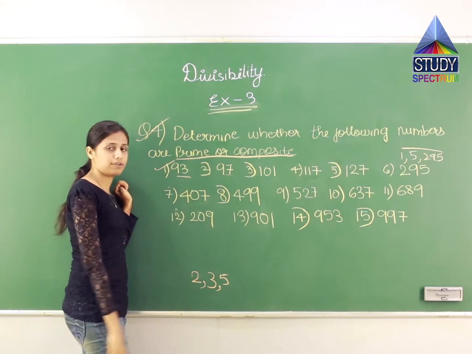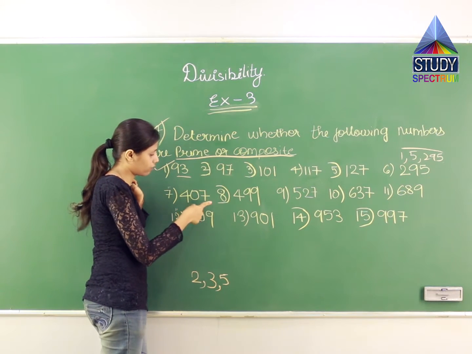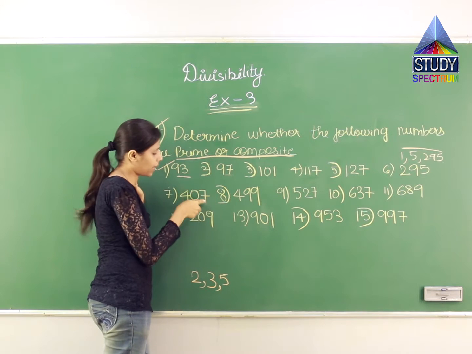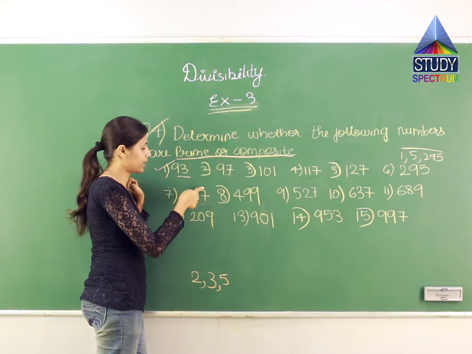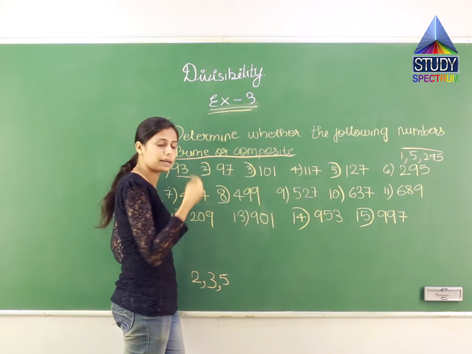Then 407. This will not come in 2's table, nor in 3's, nor 4's, because to come in 4's table it needs to be an even number. And when I add 7 and 4, I'll get 11. 11 does not come in the table of 3.